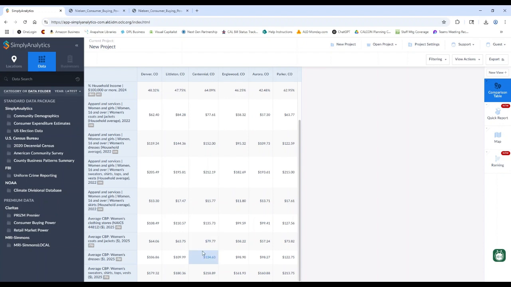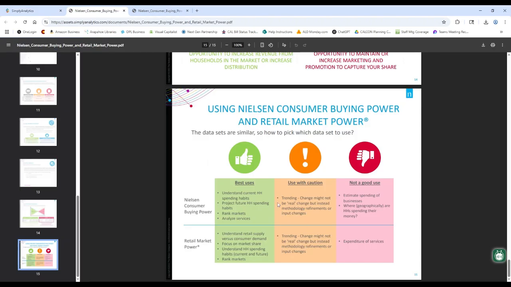Now, does that mean it's good for everything? No, it is still not good for everything. So I think the last slide in their overview is the most useful thing you'll find. So you'll see it has best uses, understanding spending habits, projecting future spending habits, ranking markets. Now that's what I'm talking about, comparing different cities or different zip codes or even different states. And finally, analyzing services. So what types of stores are getting the most?